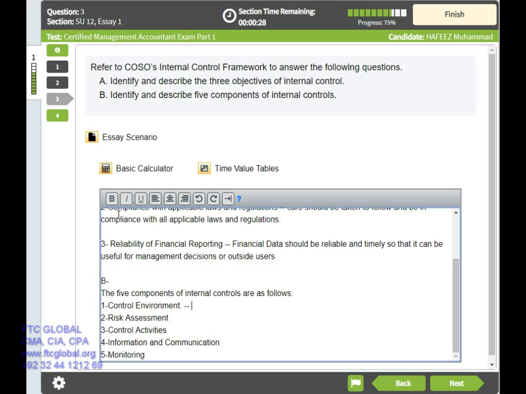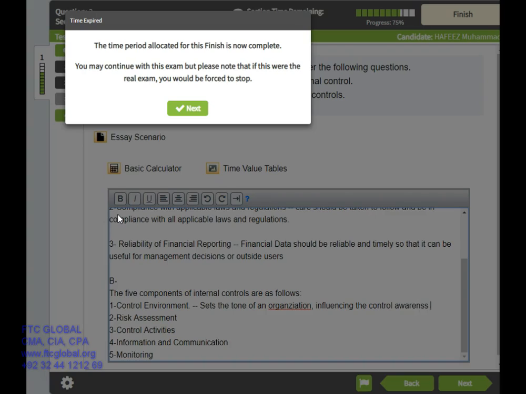Control environment. What is control environment? It sets the tone at the top, the tone of an organization, what the management expects. It influences all the people's behavior within the organization, influencing the control consciousness, control knowledge or control awareness of people.